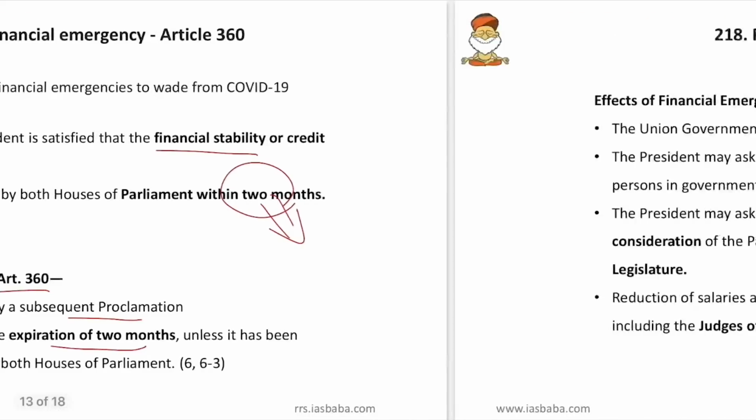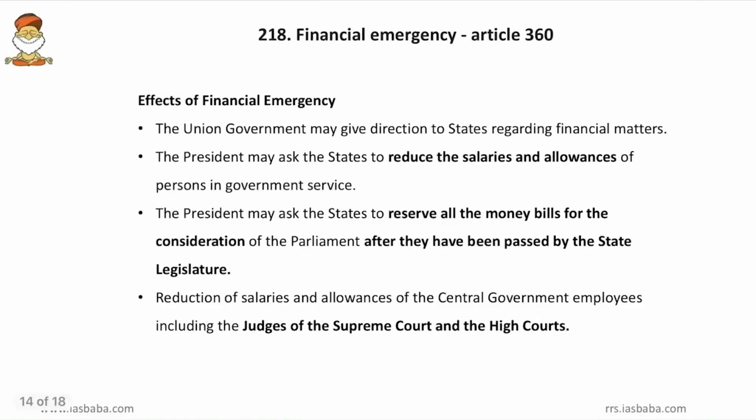Yes, friends. Then come to the next, effects of a financial emergency. So, what are the effects? The union government may give directions to the states regarding financial matters. So, regarding all financial matters, the union government becomes the friend, philosopher and guide to the state governments. Then, the President may ask the states to reduce the salaries and allowances of persons in government service. So, almost all government officials can have a reduction in salaries whenever the financial emergency is in operation.